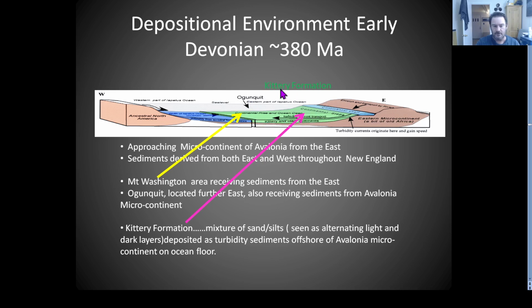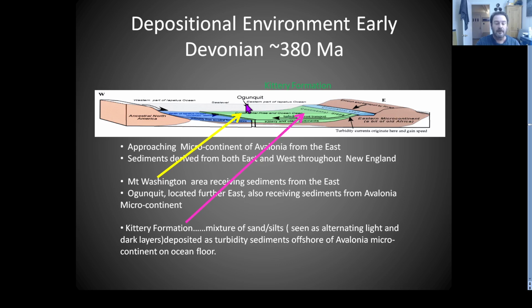And this is representing the Kittery Formation. Ogunquit is here, it could be really anywhere in this area. We don't really know how far it was. I mean, it obviously varied because it eventually got shut and closed. But these sediments right here are spread out all over the Iapetus ocean floor as this microcontinent was coming over.